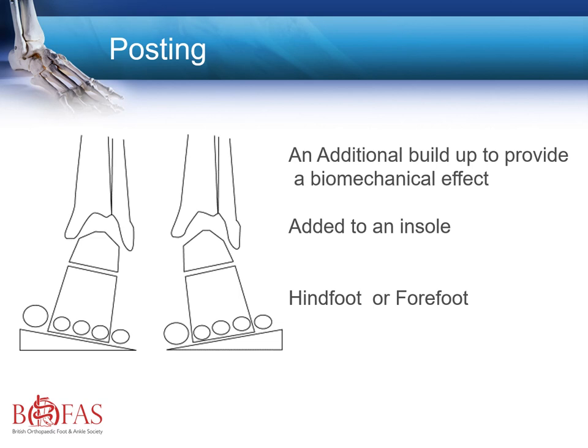Having produced an insole which matches the contour and shape of the foot, it may at times be necessary to change the alignment of the foot, and this can be achieved by posting. Posting is an additional build-up underneath the insole to achieve a biomechanical effect. These can be, as shown in the diagram in the coronal plane, triangular wedges, both in the hind foot or the forefoot. Indeed, they can even be, in the sagittal plane, a triangular wedge to compensate for an equinus deformity.